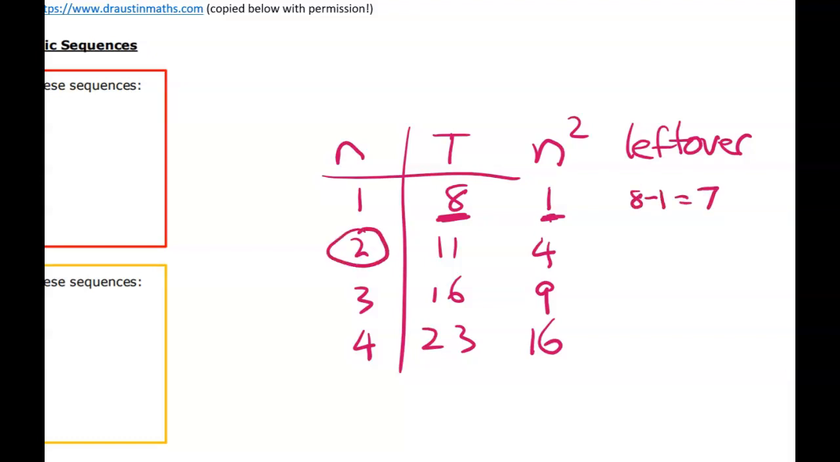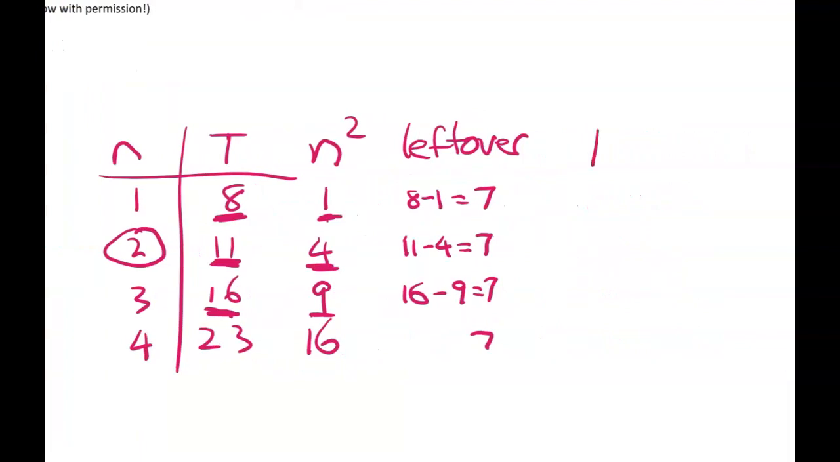In the second pattern, I want to have 11 toothpicks, but an n squared rule is just going to give me 4. So we're 7 off again. And you can see that in this pretty simple case, what I've got is an n squared column and then a leftover every time of 7. So putting those two things together, we can try out this rule: T is equal to n squared plus 7.